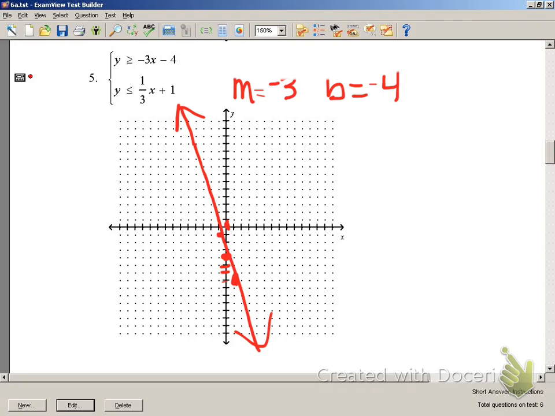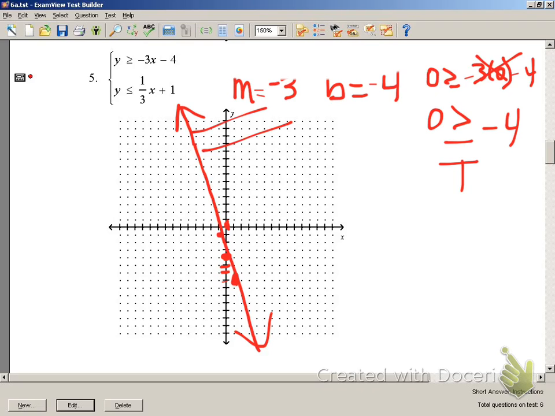Here's where it lies. If I plug that in, 0 greater than or equal to -3 times 0 minus 4. 0 greater than or equal to -4, because those will cancel. That is true. So that means everything on this side of my graph will be shaded for that inequality.